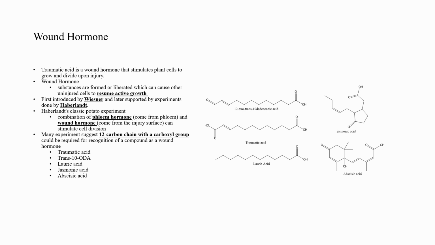Haberland created a classic potato experiment that reveals that the combination of a phloem hormone and wound hormone can together provoke cell divisions. Many experiments later on suggest that a 12-carbon chain with a carboxyl group could be required for recognition of a compound as a wound hormone. Those include traumatic acid, trans-10-ODA, lauric acid, jasmonic acid, and abscisic acid, shown on the right side.